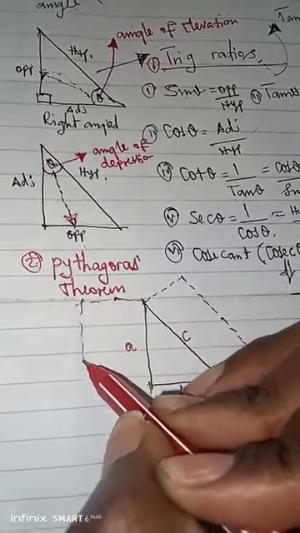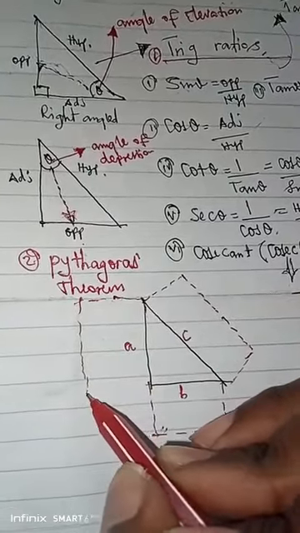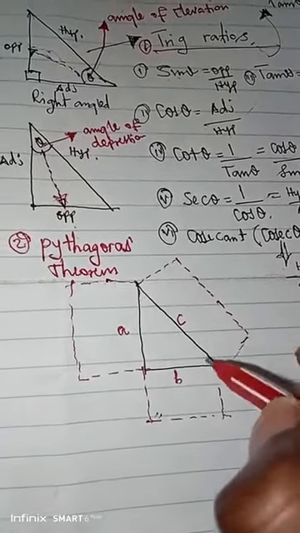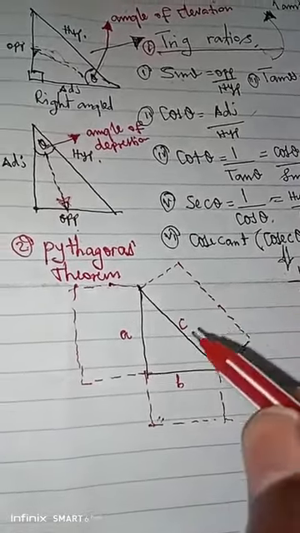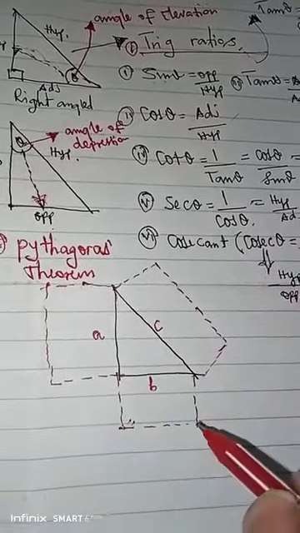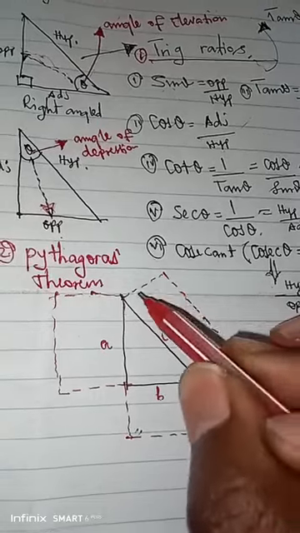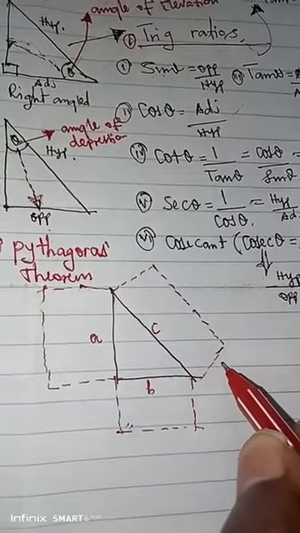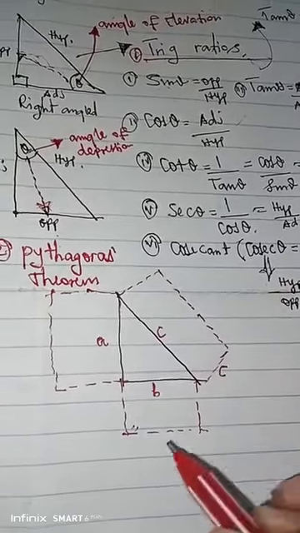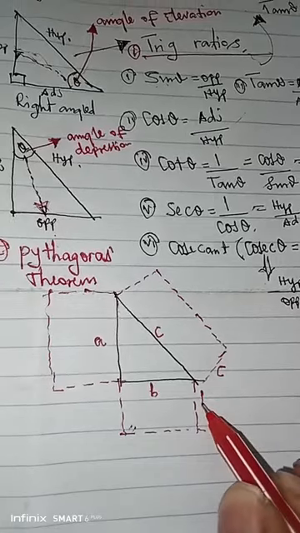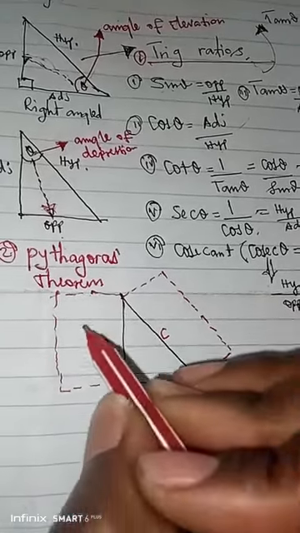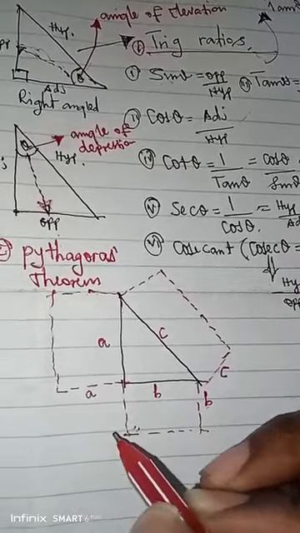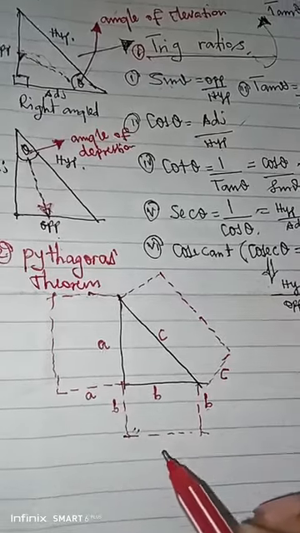From each of these sides, let us try to calculate the area for these. Having seen that it's a square, if this is C, then this will also be C. And if this is B, then this will also be B. And if this is A, then this is definitely going to be A. So I can just put it like this.